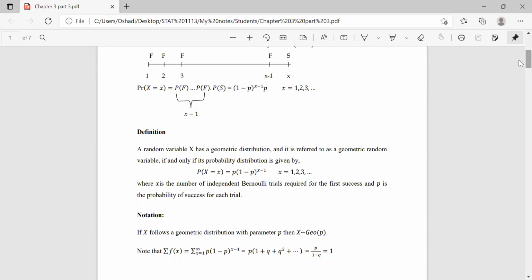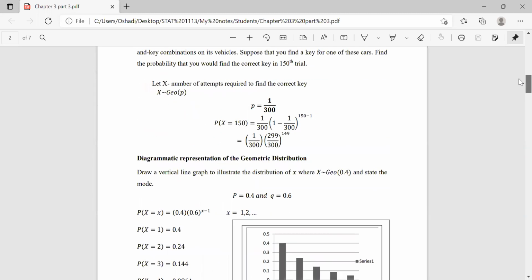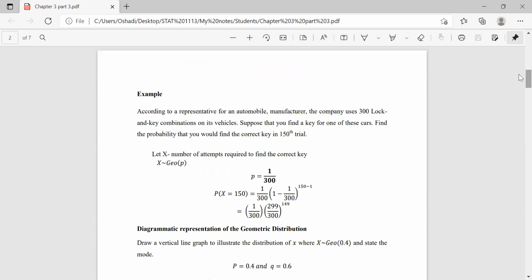Actually, there were some mistakes in the previous note, so I have uploaded it again. If you need it, you can replace chapter 3 part 3 using the recently uploaded document, right? I corrected the mistakes I made yesterday. So we discussed an example there.